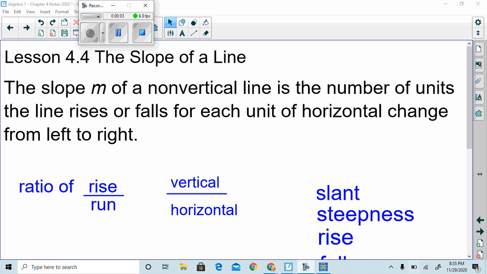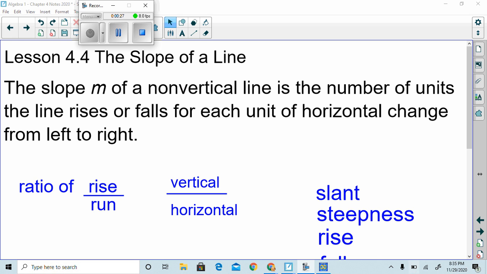For today's lesson, we're going to be talking about rate of change, better known as the slope of the line. The slope m of a non-vertical line is the number of units that the line rises or falls for each unit of horizontal change from left to right. You'll hear expressions like it's the ratio of rise over run, or it's the vertical change over the horizontal change.